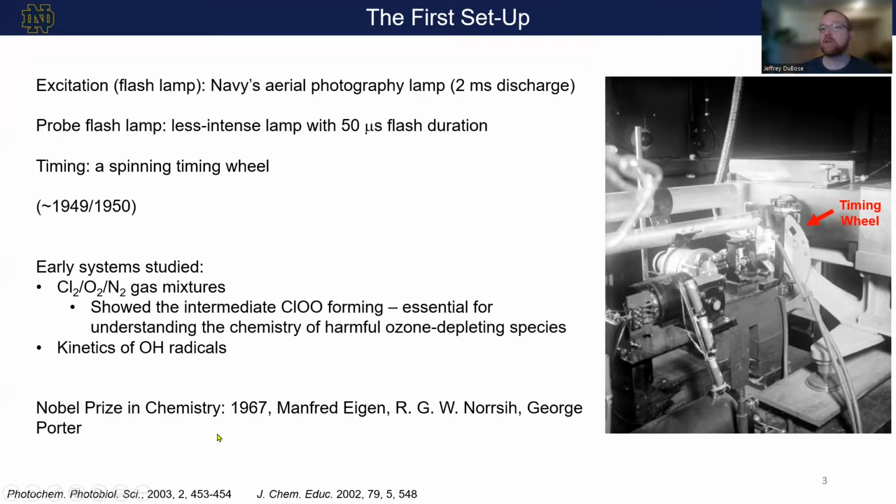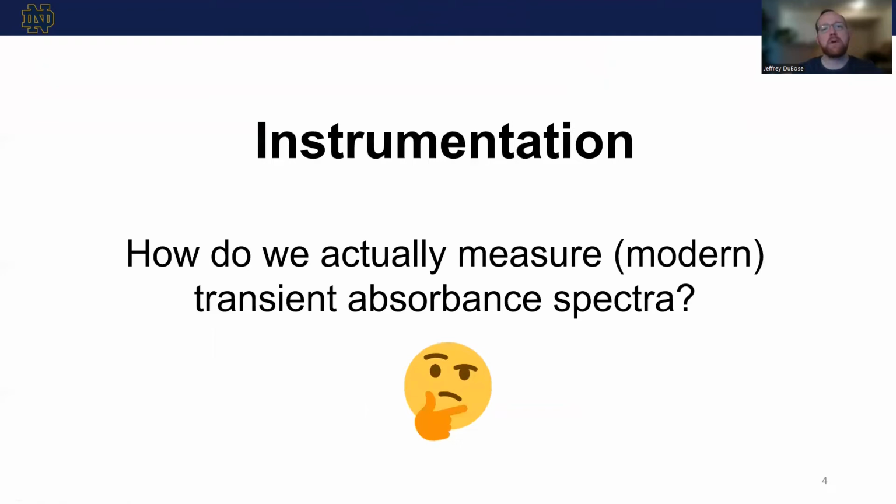So that's a little bit of the background and the basics, right? So how do we actually measure more modern transient absorption spectra, right? You know, over the years, we've gone from using these flash lamps like xenon lamps, and a lot of the evolution of transient absorption has been due to advances in the light excitation sources, right?